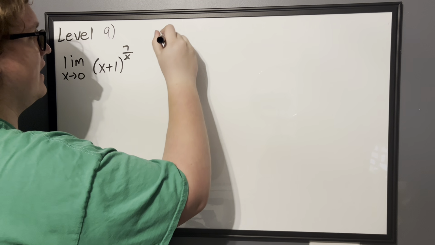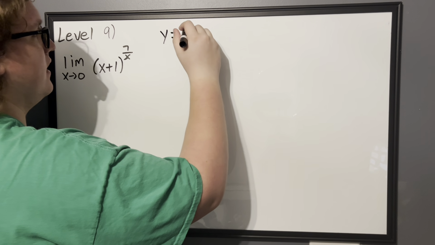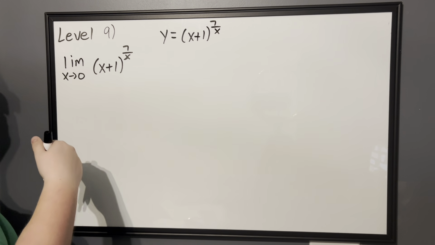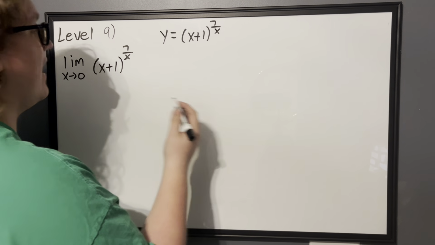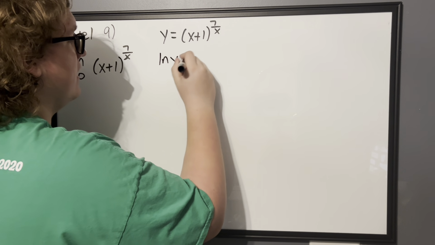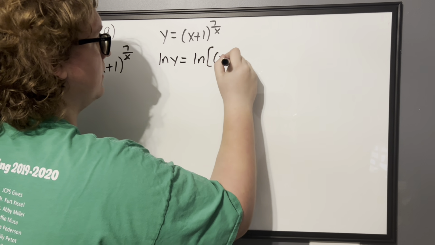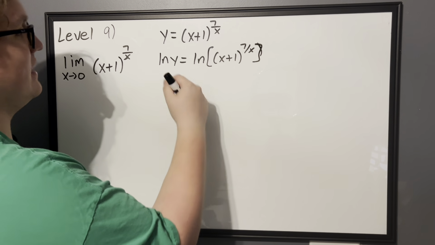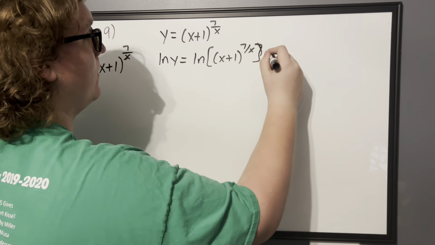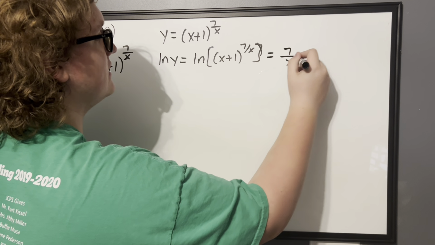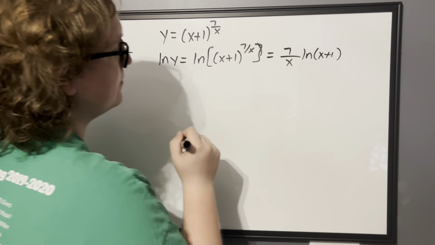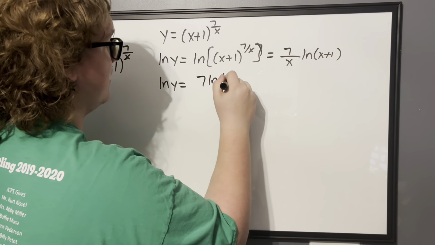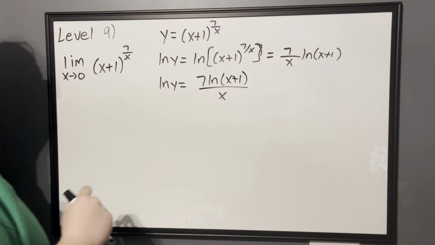So we're going to say that y is equal to x plus 1 to the 7 over x power. Now, how can we get that 7 over x down? Well, the easiest way is to take the natural log of both sides. So ln y is equal to ln of x plus 1 to the 7 over x. Now remember that when we have this natural log and we have something to a power, we can pull the power down in front. So this is equal to 7 over x ln of x plus 1. And again, we can rewrite this as ln y is equal to 7 ln of x plus 1 over x.